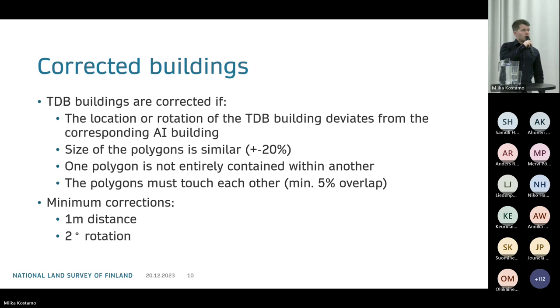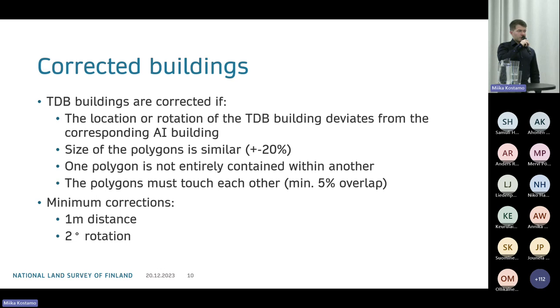And next is one polygon is not entirely contained within another. So if, for example, the topographic database building is completely inside the AI building, we decide that it's already in pretty good position, so there is no need to correct the position at that point. And the polygons must touch each other with a minimum of 5% overlap. This way, we can check that the buildings are actually the same building, so we don't accidentally try and find a better position for a different building.